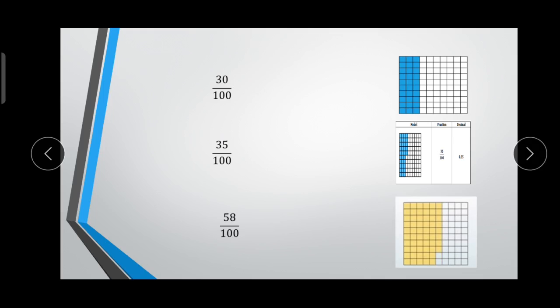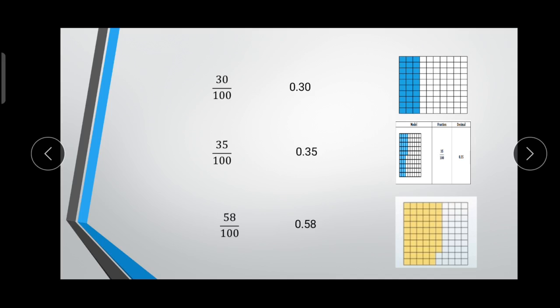Am I clear? Yes. Now, from the fraction, how can we write it as a decimal? Right, children? We can write 30 by 100 as 0.30. And 35 by 100 as 0.35. And 58 by 100 as 0.58. Again, I am telling you children, after the dot you should not read it as 30, 35, 58.